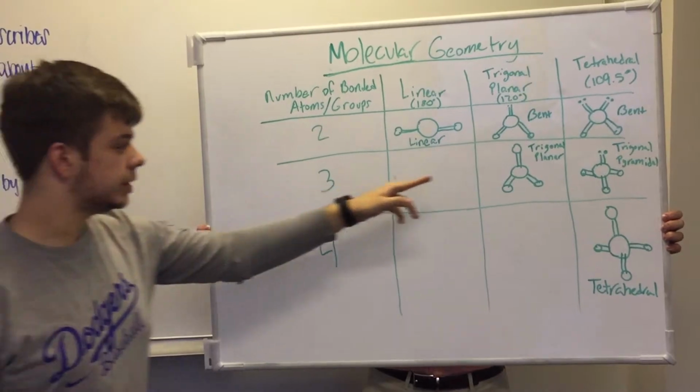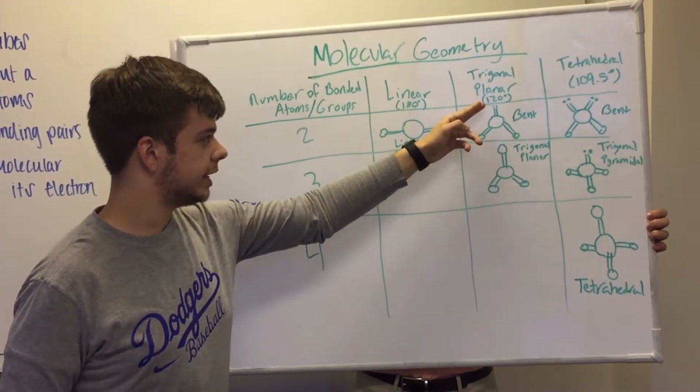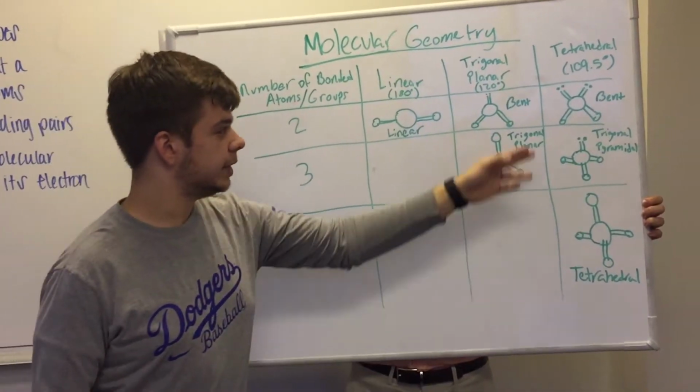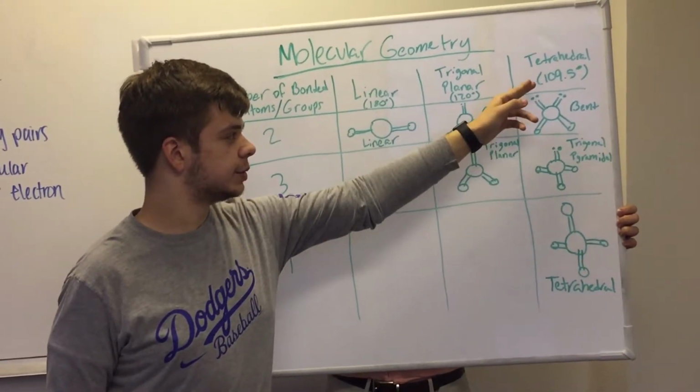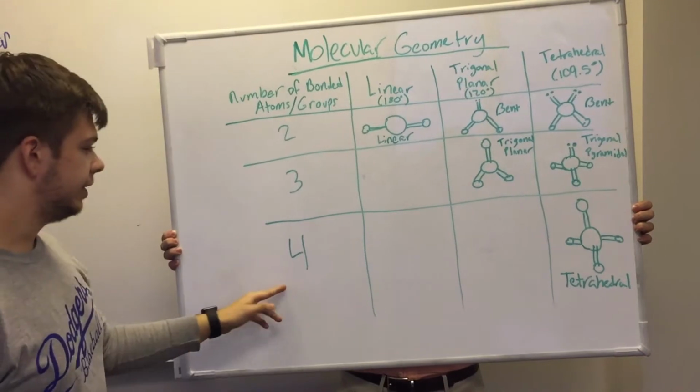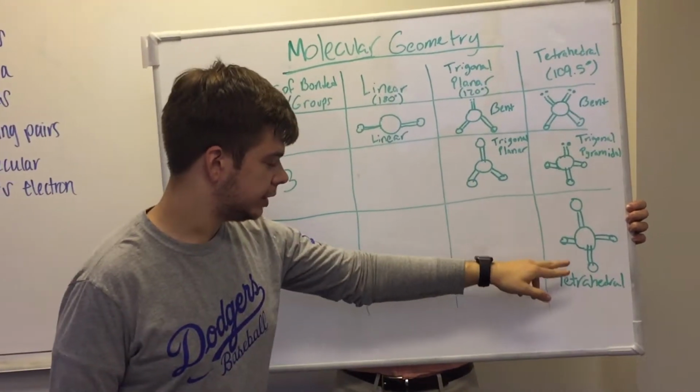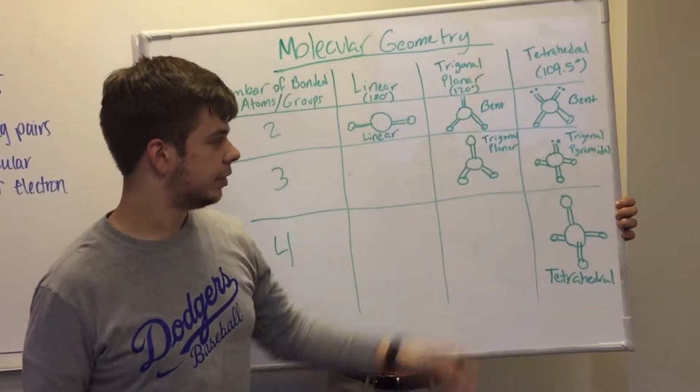In 3, it can be trigonal planar with 3 bonded groups, again 120 degrees. Or it can be 3 bonded atoms and 1 lone pair, which will be 109.5 degrees. And then in 4, it can just be 4 bonded atoms, which will be 109.5 degrees.